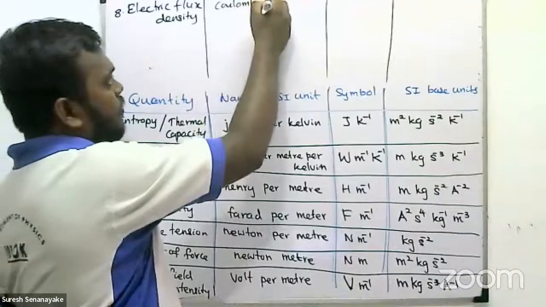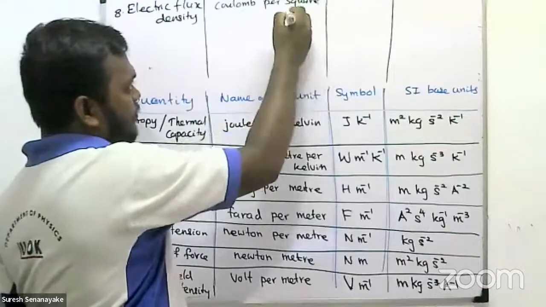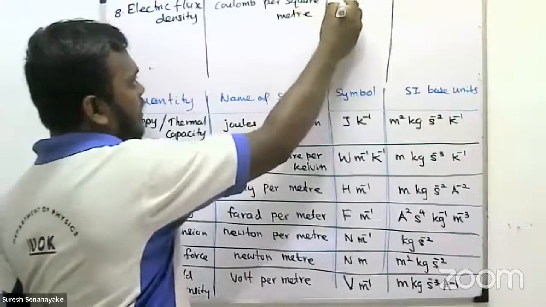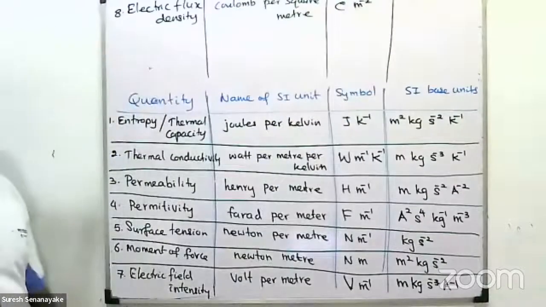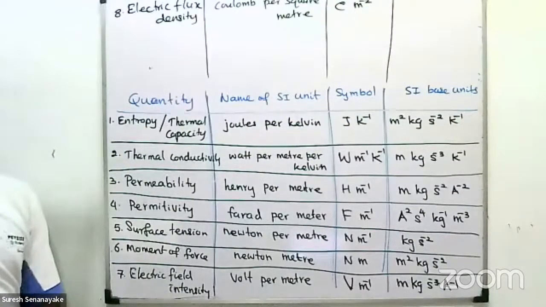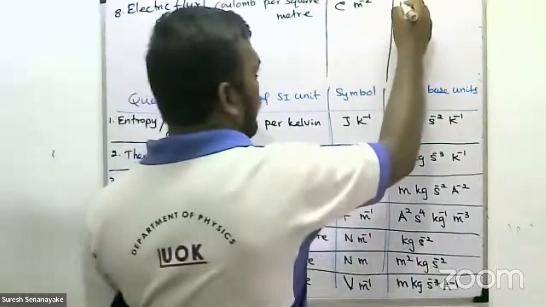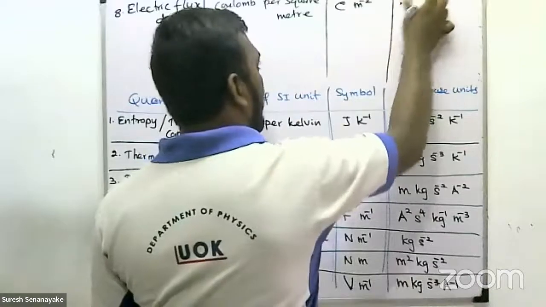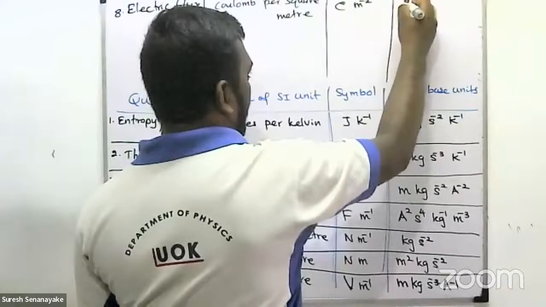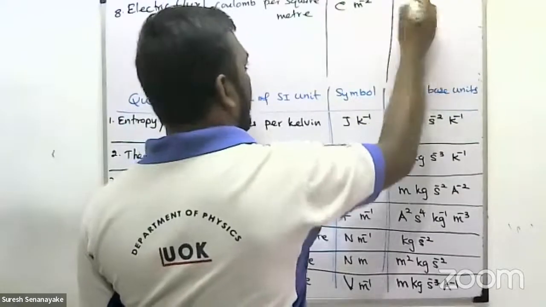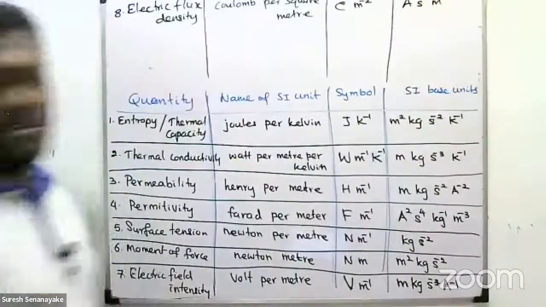Coulomb per square meter, C m minus 2, so m to the minus 2. The coulomb you can write as ampere second. So it's ampere second m minus 2.